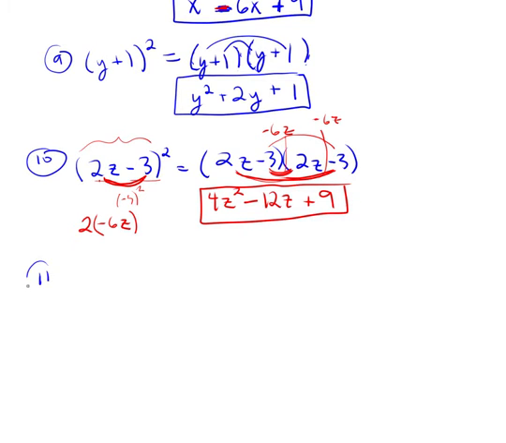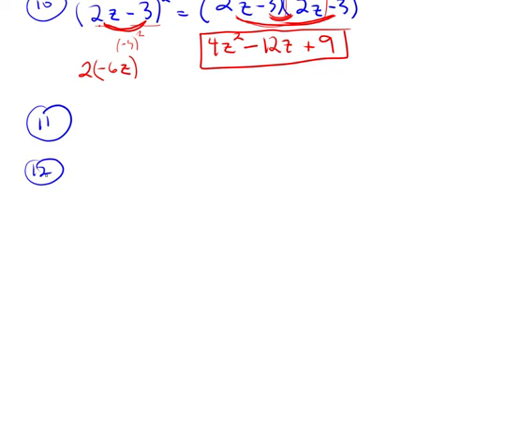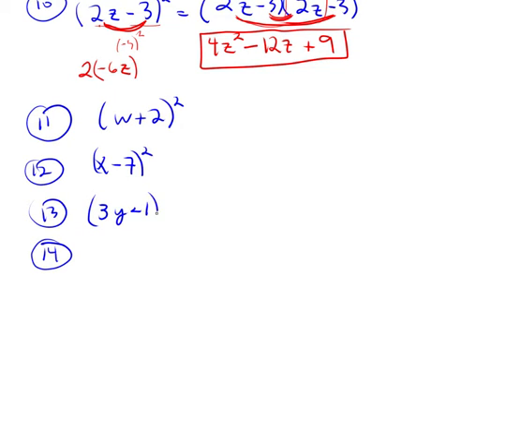Now, let's take a look at maybe a couple practices for you. All right, so I'm going to do 11, 12, 13, and 14. So w plus 2 squared, x minus 7 squared, 3y minus 1 squared, and 5z plus 4 squared. All right, why don't you go ahead and pause it, and then come back.